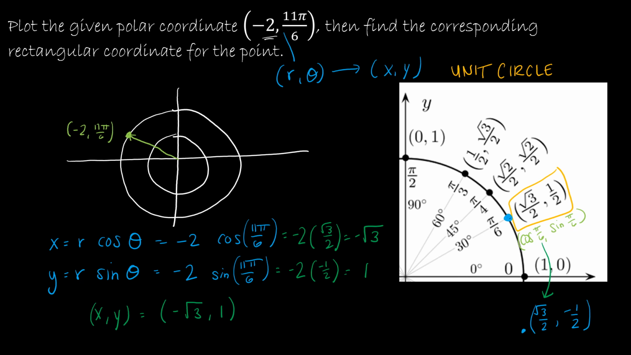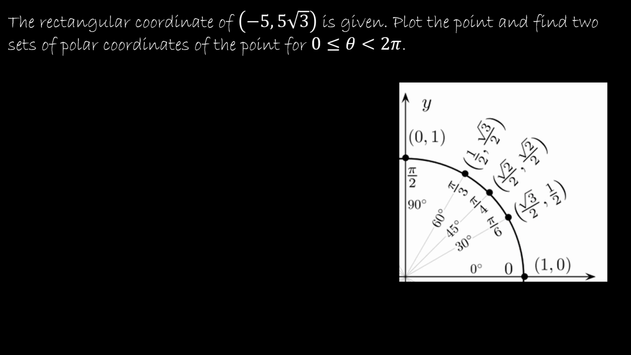And so if I were drawn to scale over here, it would make sense that this first value would be negative because it's here on the left-hand side of the origin, and the second value would be positive 1. And so hopefully it should make sense if I overlaid those two graphs. Now let's look at an example in reverse. We are given a rectangular coordinate and we want to plot the point and then find two sets of polar coordinates.